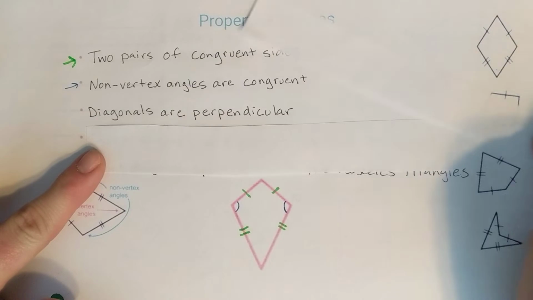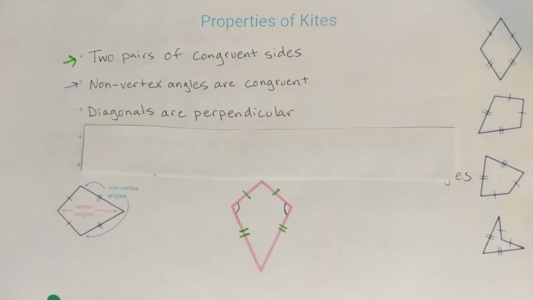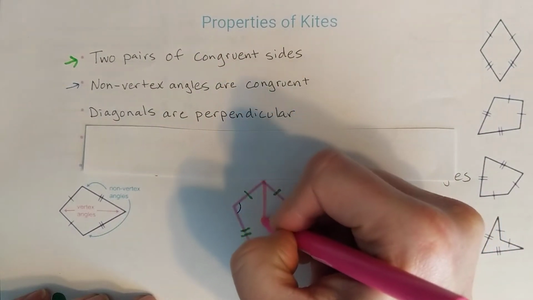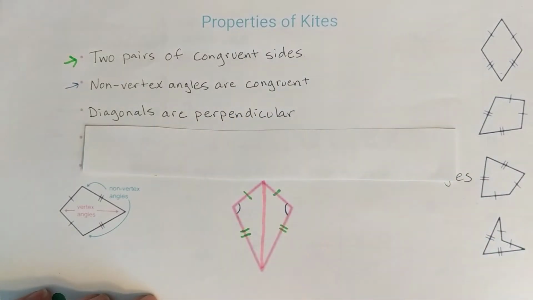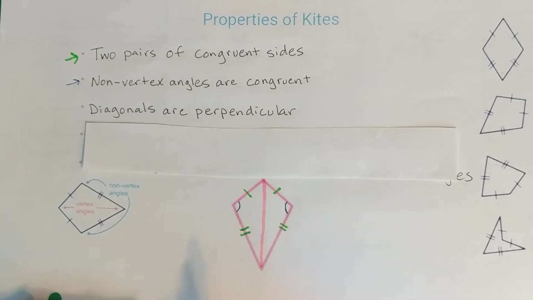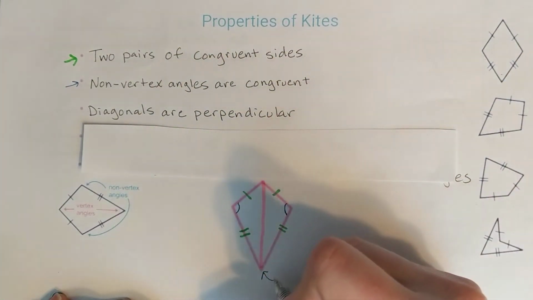Next, diagonals are perpendicular. So we're going to draw in our diagonals, connecting opposite corners. This one, the long one, is sometimes called the main diagonal, and it's actually an axis of symmetry for our kite. We're symmetrical on both sides of the kite for this diagonal. Let's add a sticky note down here that says that.